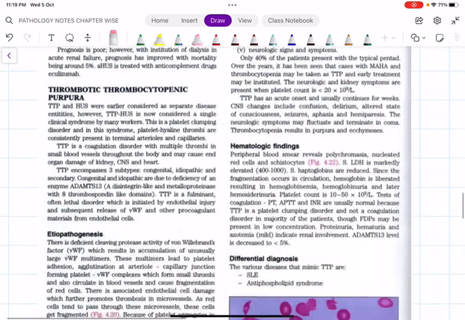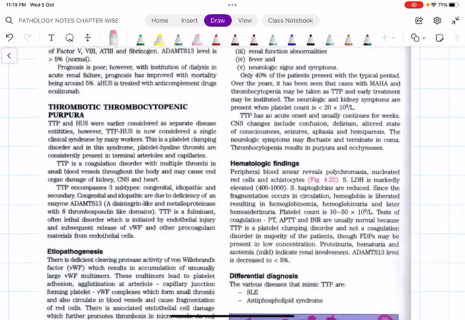Then coming to thrombotic thrombocytopenic purpura. I told you the major difference between HUS and TTP. TTP is broad spectrum, HUS is localized only to the kidney. TTP affects the kidney, CNS as well as the heart.